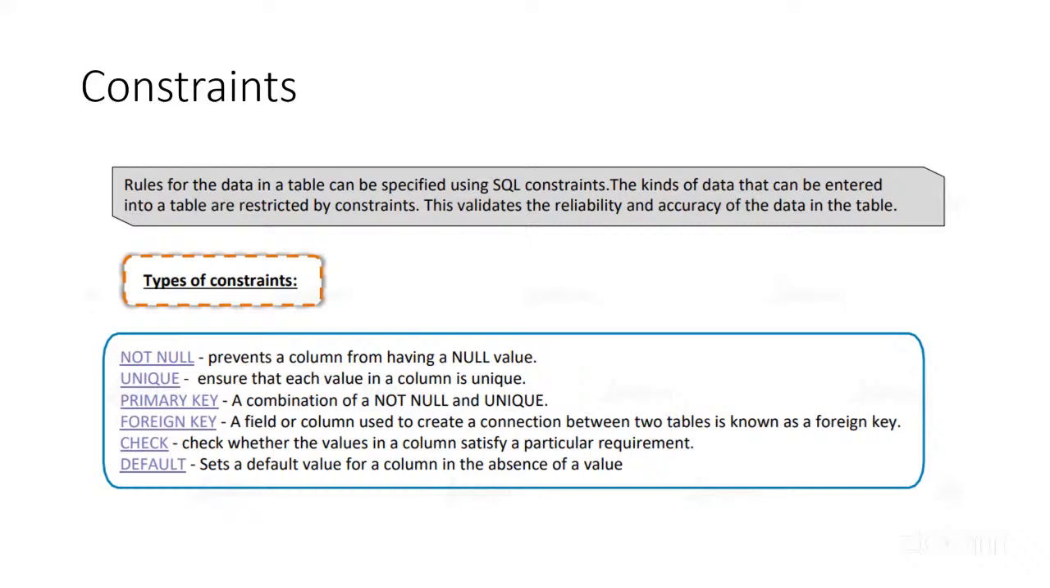And what is a foreign key? Foreign key is nothing but a common column which is present in both tables. If you are comparing two tables and those two tables have one common column, that column is the foreign key. A field or column used to create a connection between two tables is known as a foreign key. And check and default we have seen. Default anyway we do not have in Databricks SQL.